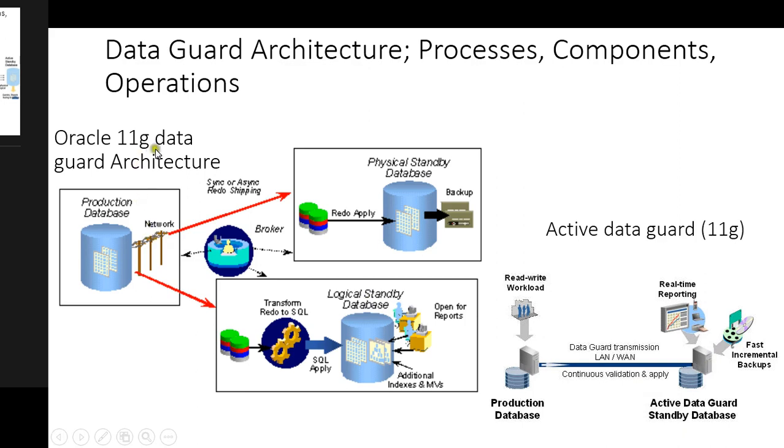And now in terms of the 11g Data Guard architecture, you have the production database, which is the primary database, and you can have a physical standby database, or you can have a logical standby database. Remember, a physical standby database is an exact replica of the primary or production database, and a logical standby database is actually not an exact replica, and because of that, the database structures are different.